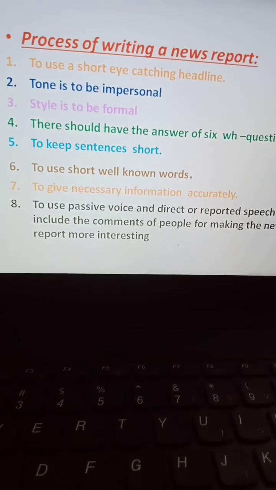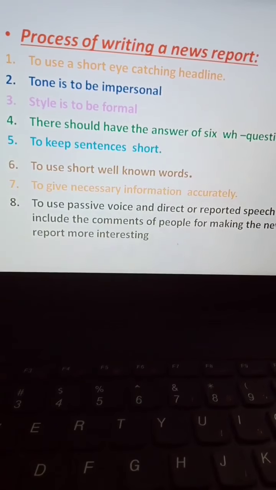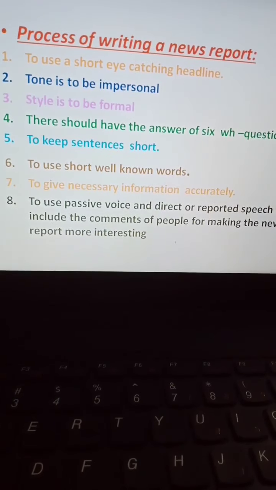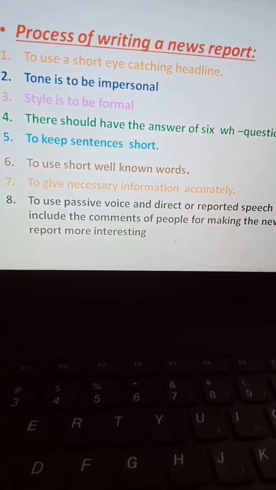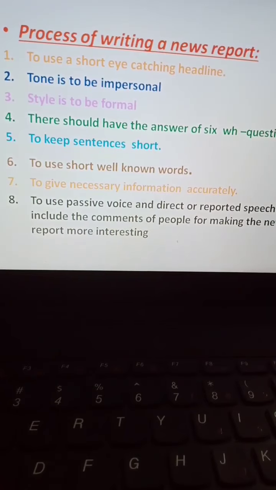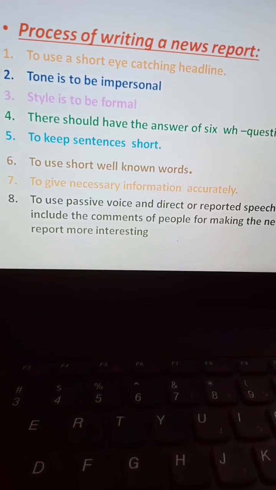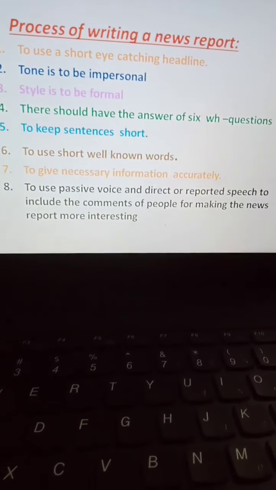The first step is to use a short, eye-catching headline. That means a reporter must use an attractive title that draws the attention of the reader. Number 2 is the tone is to be impersonal. Style is to be formal. And there should be the answer of 6 WH questions.